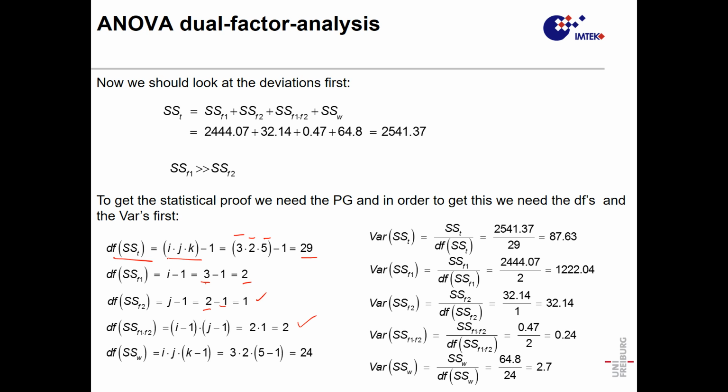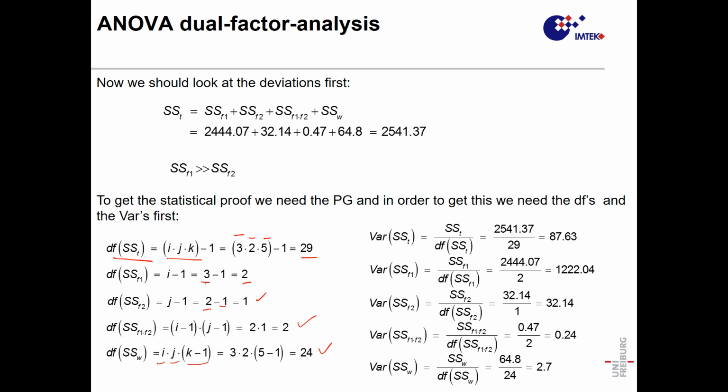And the within is the number of production lines times the number of pH times the number of points inside each group minus 1. It gives you 24. So now we have the degree of freedom for each of them. We calculate the variance finally.